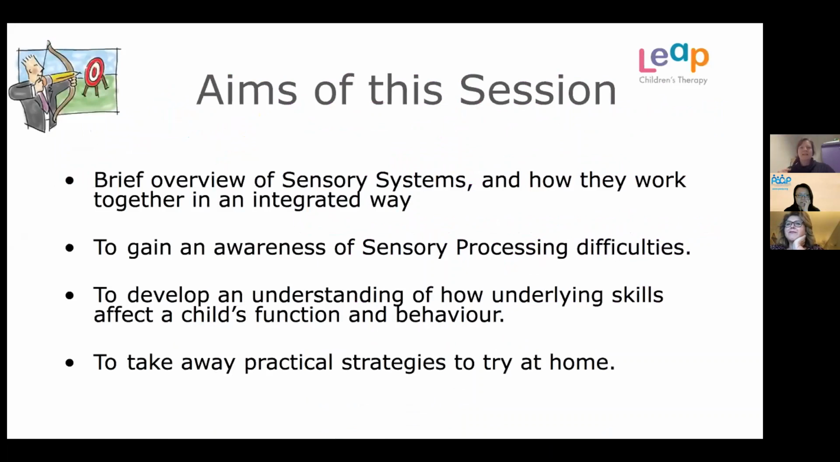So the aims of the session really are to give you an overview of the sensory systems and how they work together, to give you an understanding and an awareness of sensory processing difficulties, how that impacts on a child or adult's function or their behaviour, and hopefully to give you some strategies to try at home.